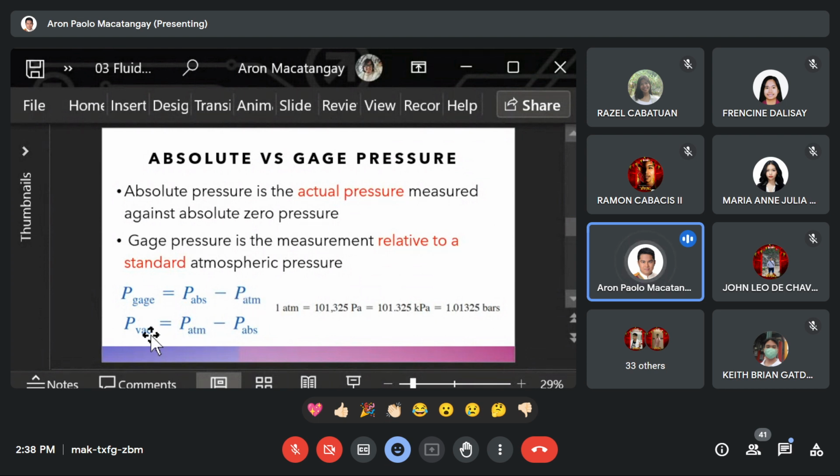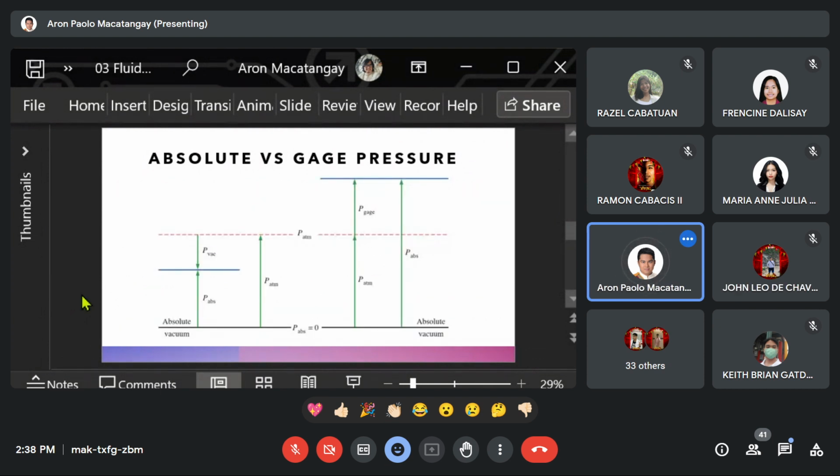So ina-add siya on top of atmospheric pressure. Additional siya. For vacuum pressure naman, that's P atmospheric minus absolute pressure. So if you would rearrange the terms to get the absolute pressure, there is actually P atmospheric minus P vacuum. No? So ibinabawas mo yung P vacuum sa atmospheric and that's your absolute pressure.